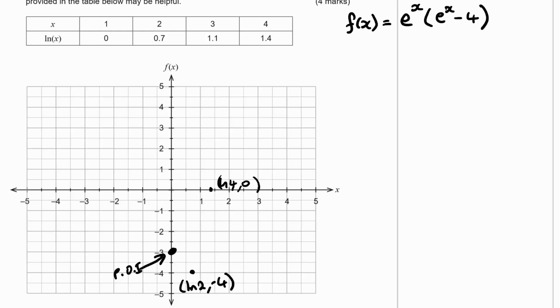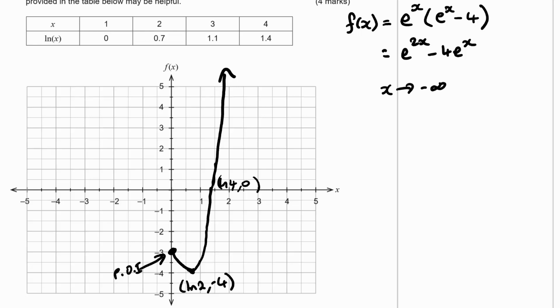Okay, with no other turning points or points of inflection, really this bit has to go like that, fairly sharply up there. Now, as to what happens to the left, it might be handy to think about this in the form e to the 2x take away 4e to the x. When x is negative, as x tends to negative infinity, both of those are going to tend to 0. Now, we know there's no other x-intercepts, so the only other thing that can happen here is for this to become an asymptote.